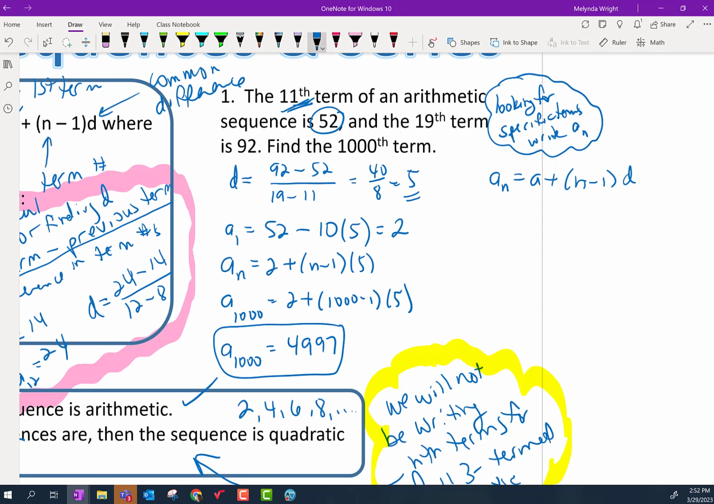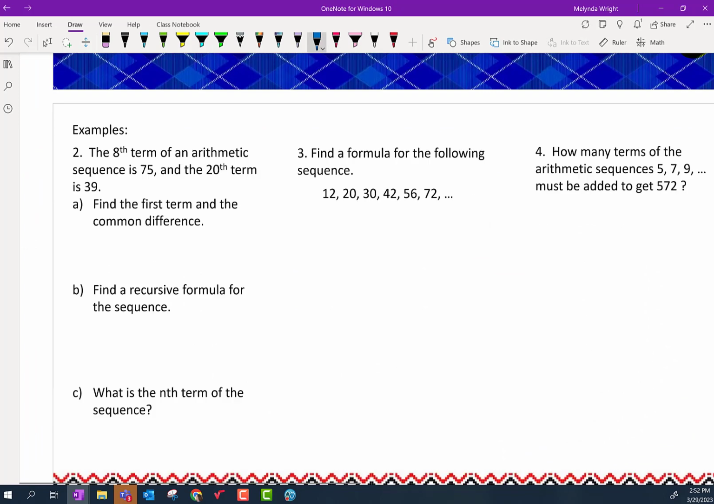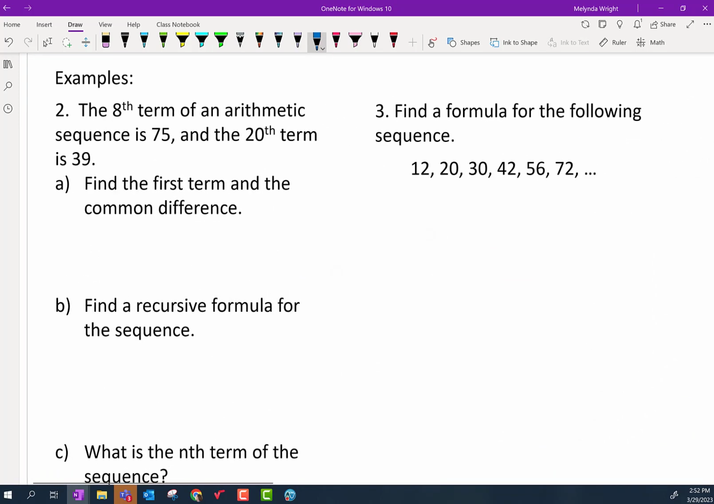All right, let's take a look at our other problems on the next page. Our next example is giving us 2 random terms, the 8th term and the 20th term, and our first task is to find the first term and the common difference. We're going to use the same scenario we did before. I'm going to use my fancy formula for common difference: the 20th term is 39 minus the 8th term, which is 75.